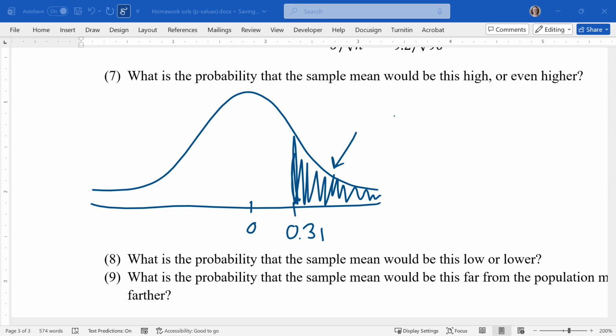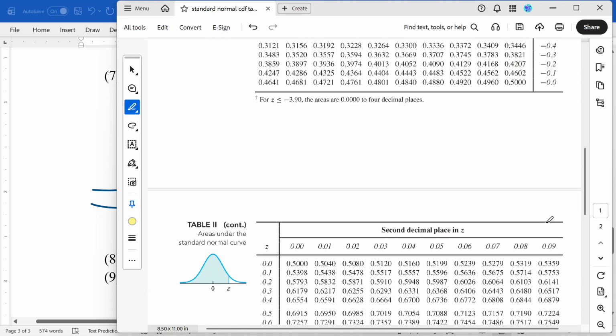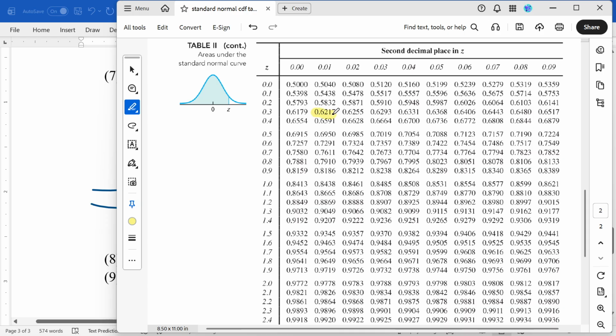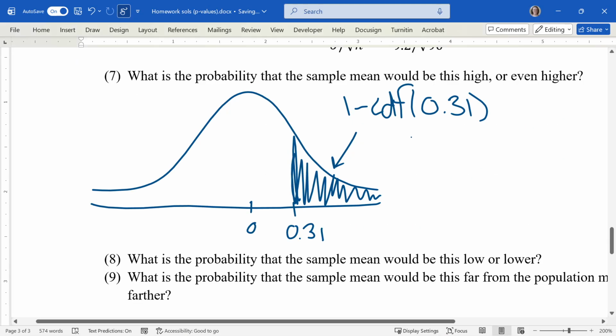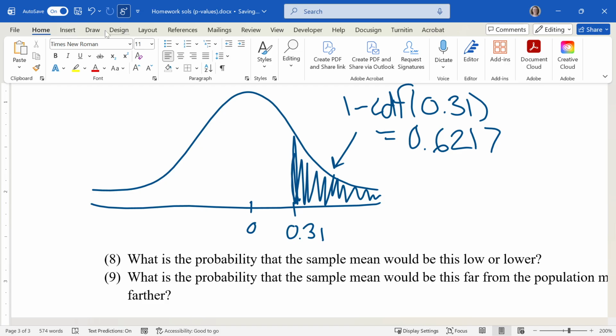Okay, so I've illustrated the right tail here. And how do I get the area of this right tail? I'm going to do 1 minus the table value, the CDF, cumulative distribution function, for this z-score. So I need to look up 0.31 in my z-score table. Positive side, 0.31, getting 0.6217. Okay, so that is number 7.